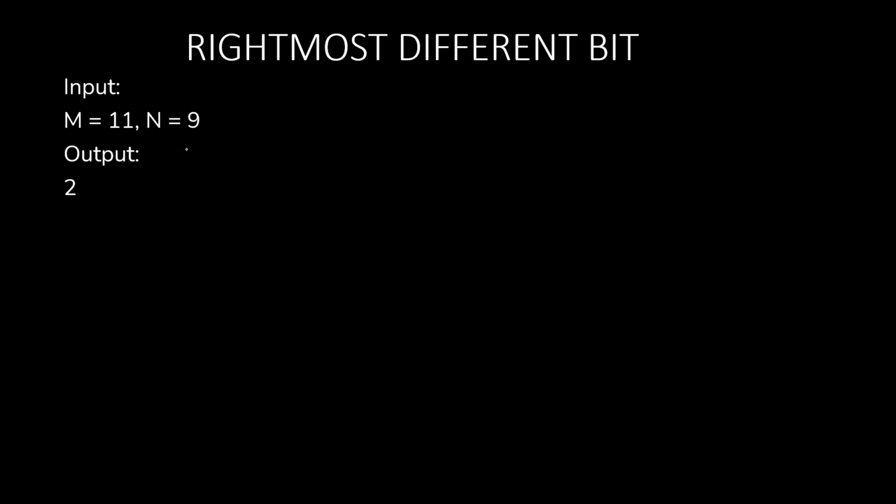The question says there are two values, 11 and 9. We have to find a bit which is different. First, let's convert 11 and 9 to binary values. 11 is 1011, and 9 is 1001. I will write down 11 here, and this is 9.